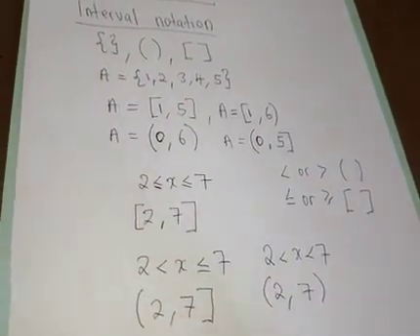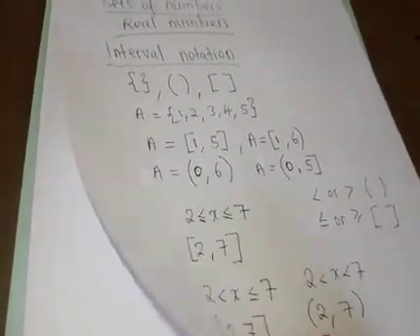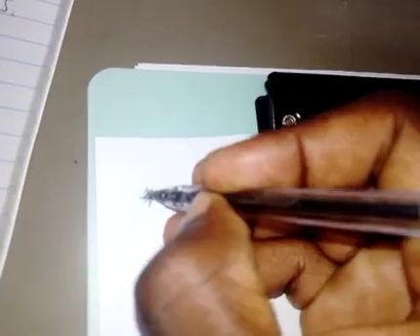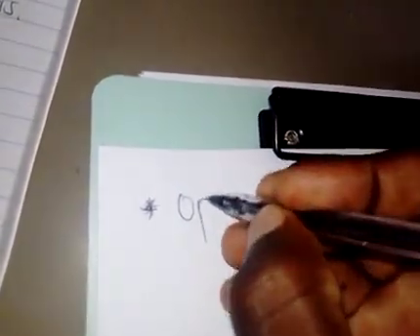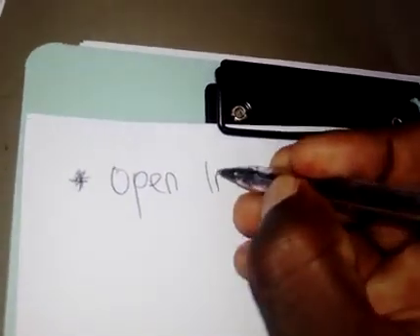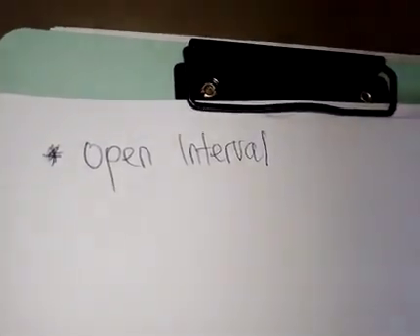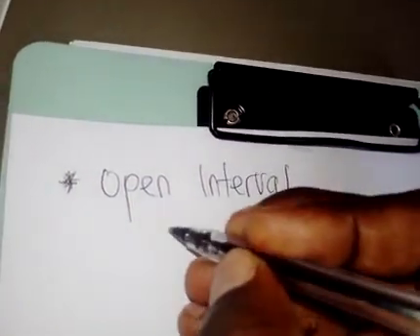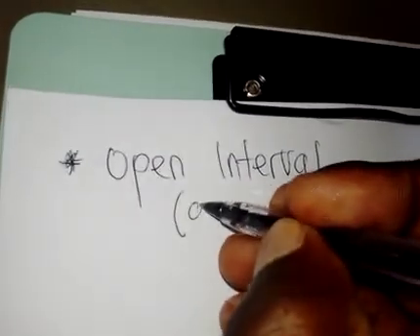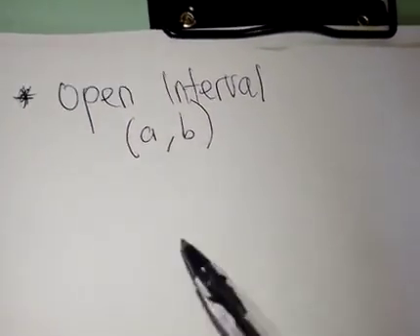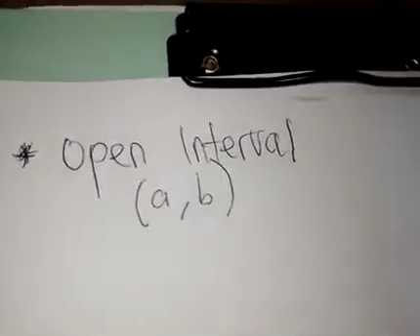Then let's look at some situations we'll be encountering when solving questions. The first one is an open interval. For an open interval, you have a situation where you have used only round brackets. Let's say we have used A and B. So A and B are representing numbers. This is just in general.